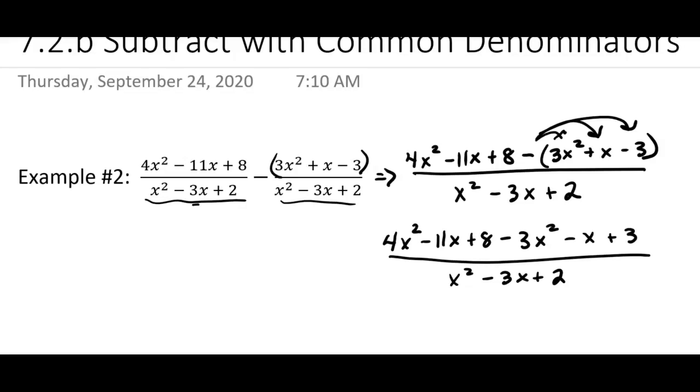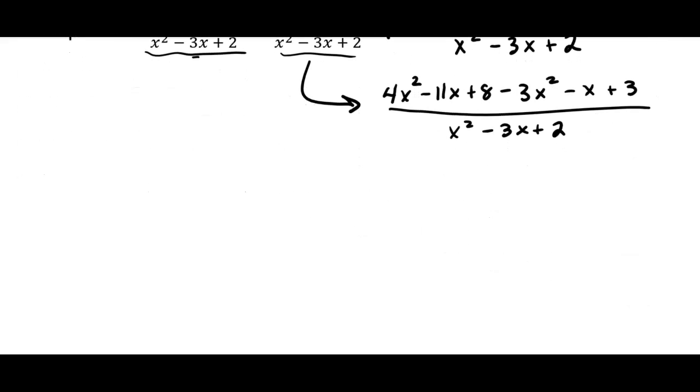Now, when I get used to these, I might just go from that first step down to that step. But it takes a little while to get used to them. Okay, it's a lot of writing. Okay, now in the numerator, I'm going to combine like terms. So I have 4x squared, the 4x squared, and the minus 3x squared. That's just going to be x squared.